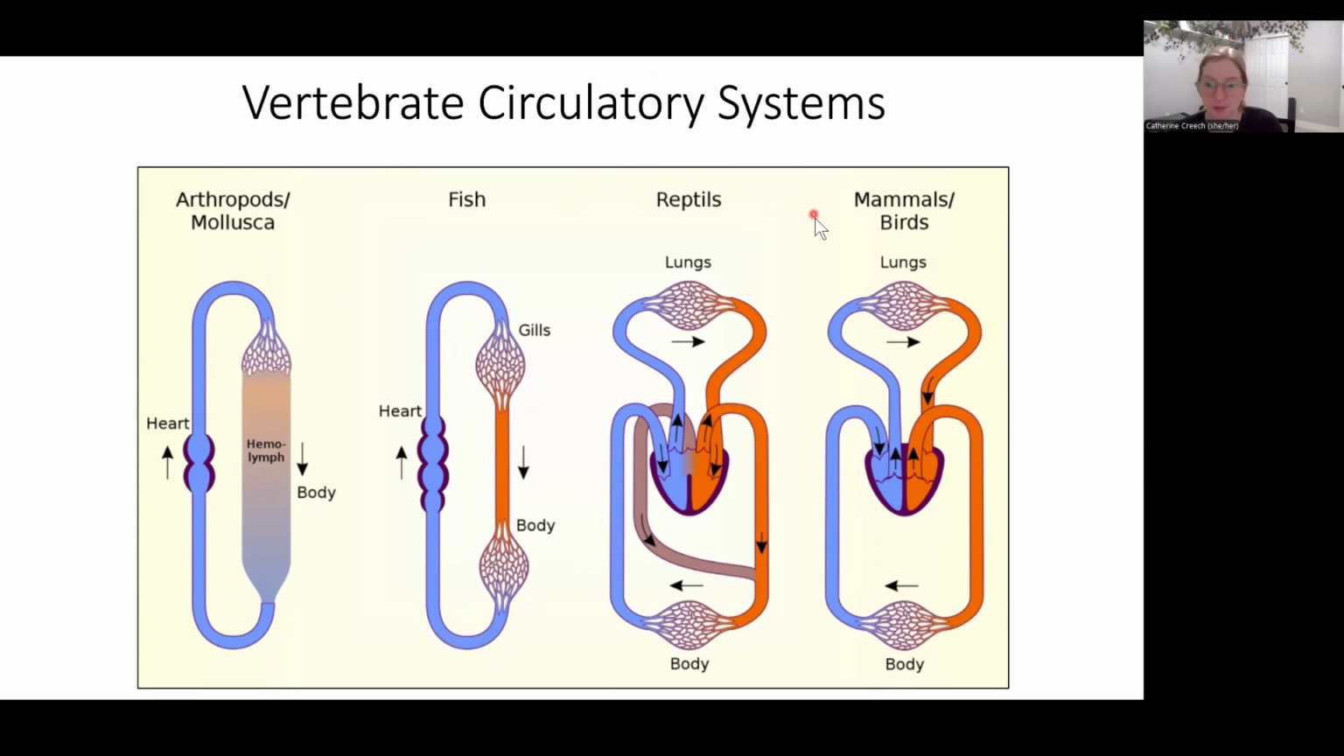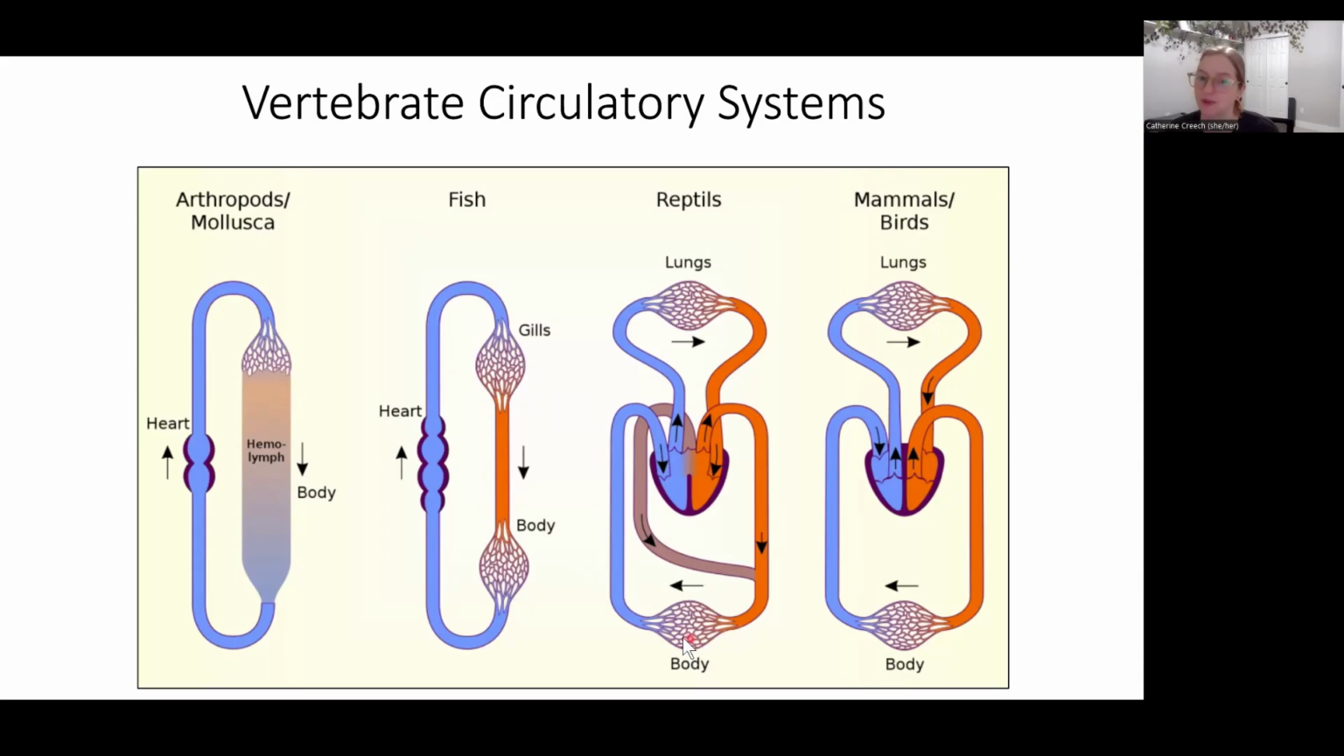Reptiles are going to do a similar process, but their hearts are more complex. So they're going to have a chambered heart as well, but now it's going to be divided into atria and ventricles. So let's start at the heart. The heart is going to pump blood up to the lungs. This is where gas exchange occurs. Pick up oxygen, get rid of carbon dioxide. Then it goes back to the heart, and the heart pumps it again out to the rest of the body.